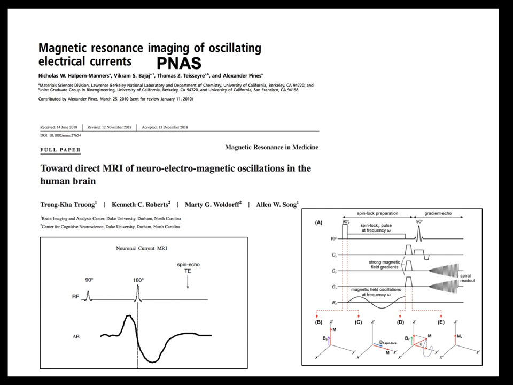The more recent class of neural current papers try to drive the signal in such a way that it spin locks the signal at various frequencies that line up with neural frequencies, like 60 hertz or 40 hertz or 10 hertz. They're trying to do what's called spin locking, which I'm not going to get into the physics of, basically selecting frequencies and looking at the relaxation at those specific frequencies that correspond to neural frequencies, which I think is a really good idea.